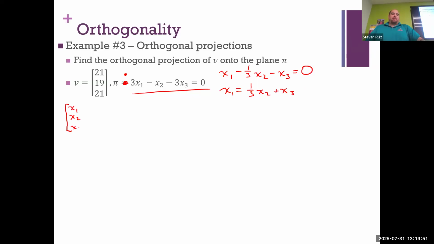Let's write a generic x1, x2, x3. If we're going to parameterize this, how many parameters do I need? 2. I isolated x1, so I'm calling that my lead. If x2 and x3 are parameters, what does our top row look like? What does x1 equal? 1/3, 1. X2 is equal to itself, and X3 is also equal to itself.